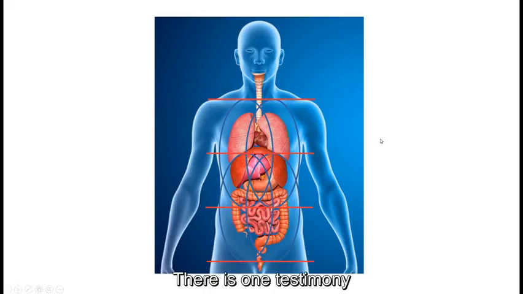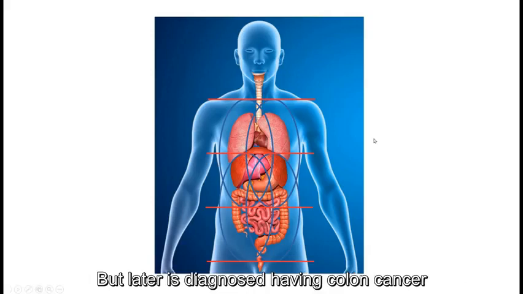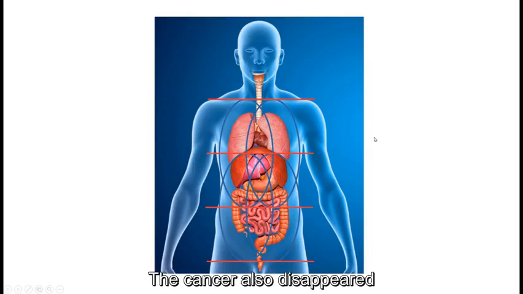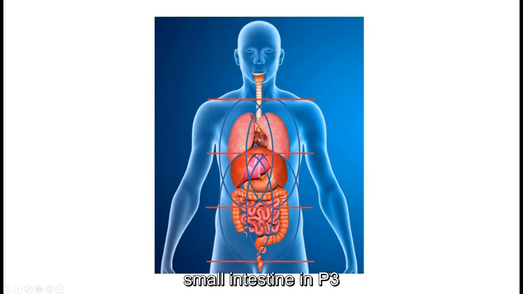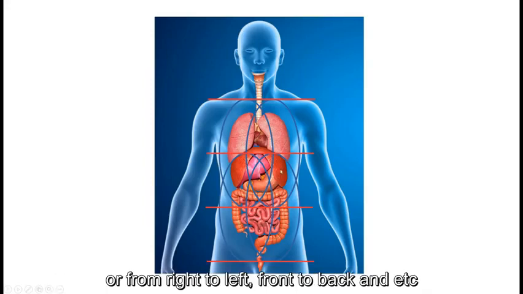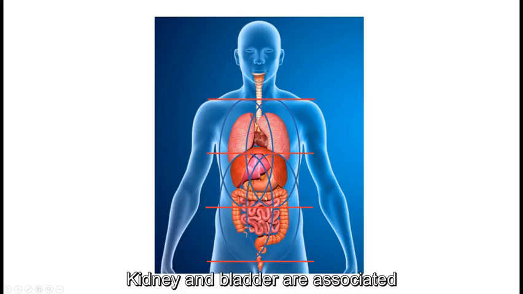There is one testimony that a member was suffering from asthma, a lung problem, but later was diagnosed as having colon cancer. After going through the gynotherapy, when the asthma became well, the cancer also disappeared. We proceed further, and you can see the heart in T3 is reflected to the small intestine in P3. For the abdomen section, the reflection is from left to right, or right to left, front to back, and so on. So liver and gallbladder, stomach and pancreas, kidney and bladder are associated.